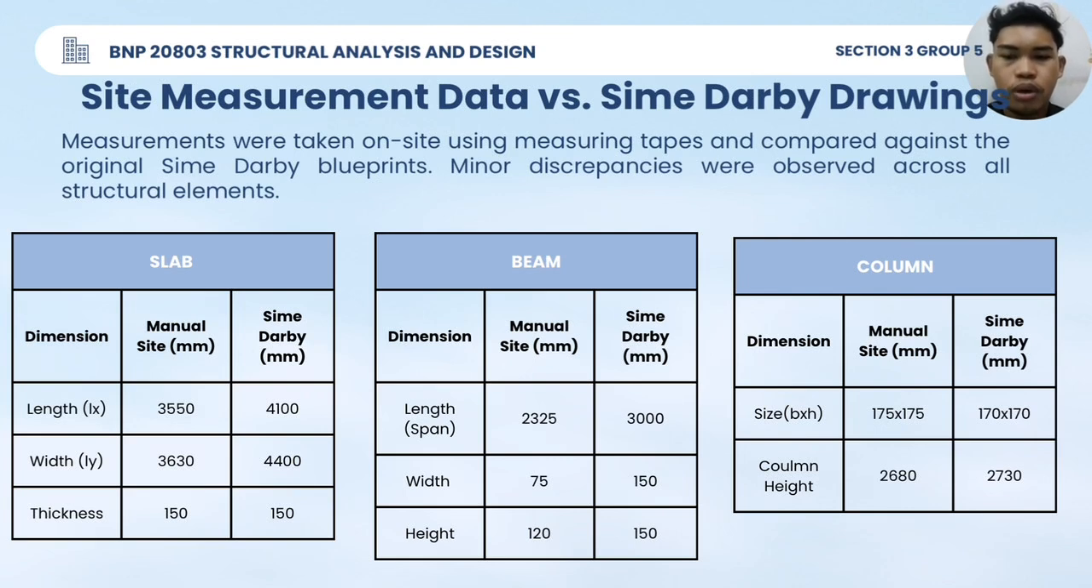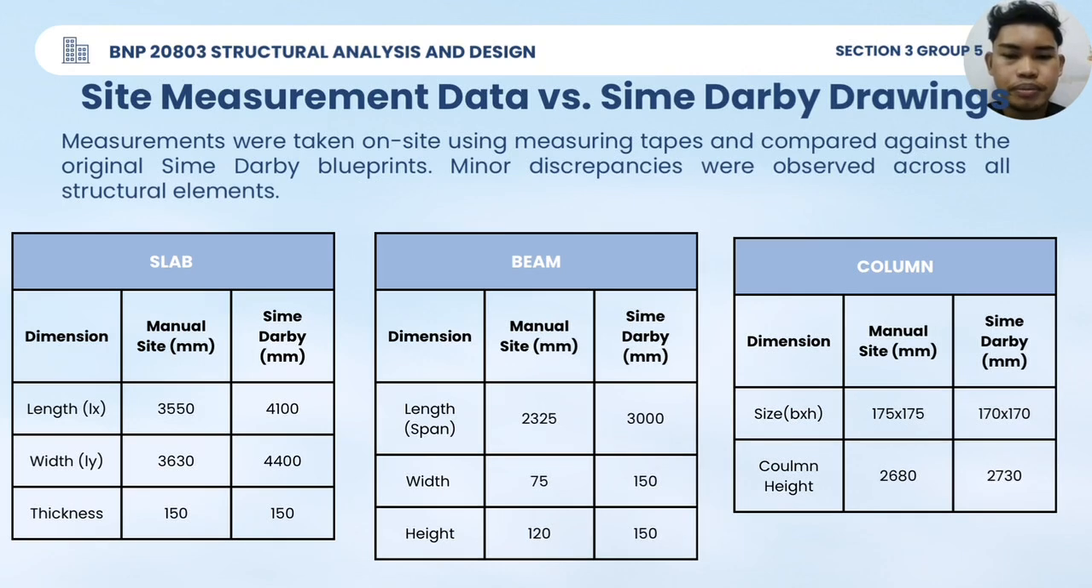Next, for the width LY of the slab. For the manual site, the actual length is 3630 mm. For the standard it is 4500 mm. Meanwhile, the thickness is the same, 150 mm, for both manual site measurement and standard measurement. Next, for the beam, the effective length span for the manual site measurement is 2325 mm. Meanwhile, for the standard drawing it is 3000 mm.